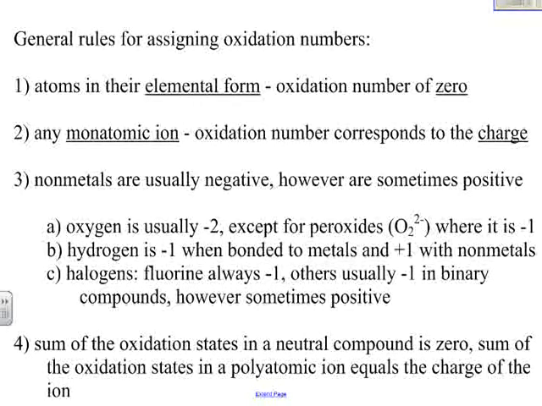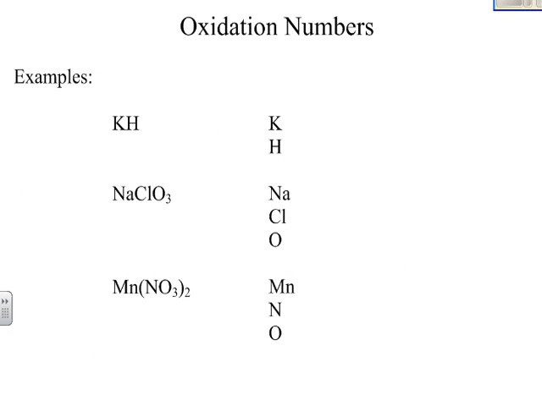And finally, number 4, remember that the sum of the oxidation states in a neutral compound is always 0. And the sum of the oxidation states in a polyatomic ion always equals the charge of the ion. So here are some examples.